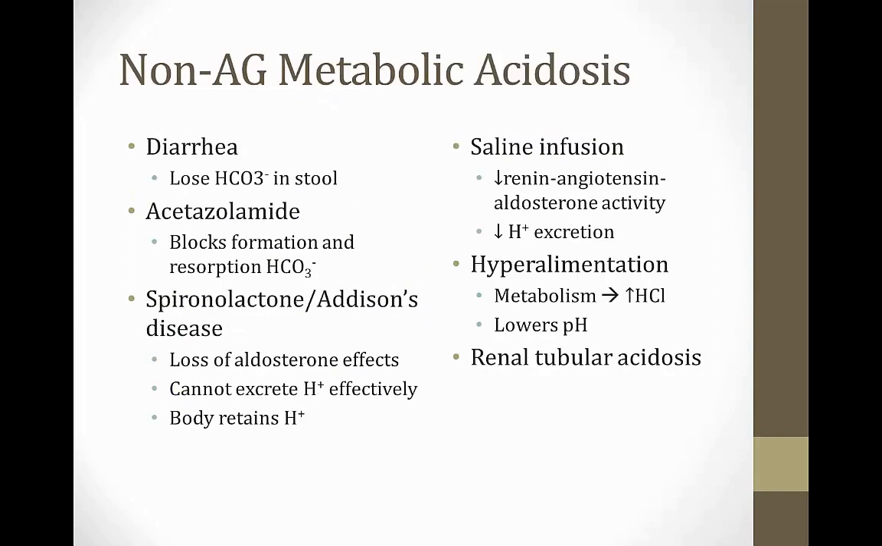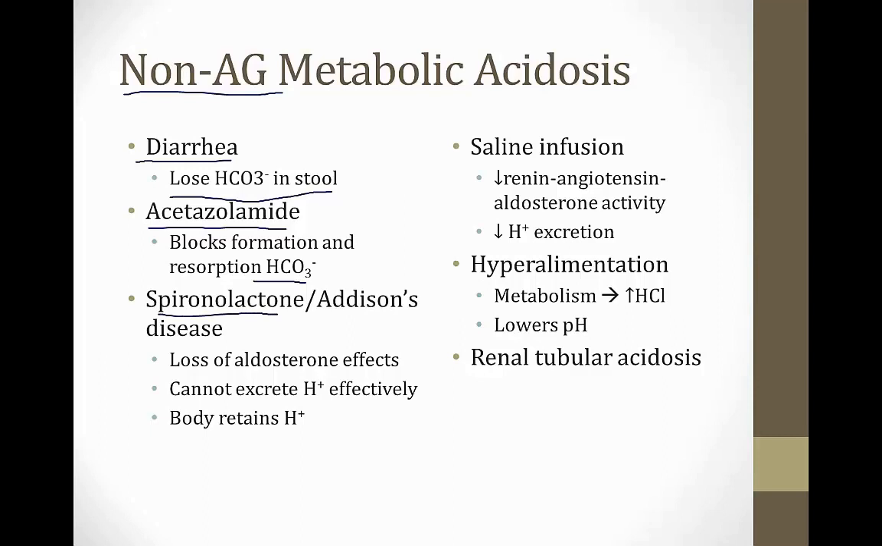So for the rest of this module, I'm going to discuss specific causes of metabolic acidoses, and I'm going to start with the non-anion gap metabolic acidoses because those are the simplest. There are 6 main causes of a non-anion gap metabolic acidosis, and I've listed them here. The first one is diarrhea, and this is easy to understand because you lose bicarbonate in stool, so patients who have diarrhea will lose the bicarb and they will get a non-gap acidosis. Another one is acetazolamide. This is a carbonic anhydrase inhibitor that blocks formation and resorption of bicarb in the proximal tubule. So when you can't resorb bicarb, you lose bicarb, and the result is an acidosis.